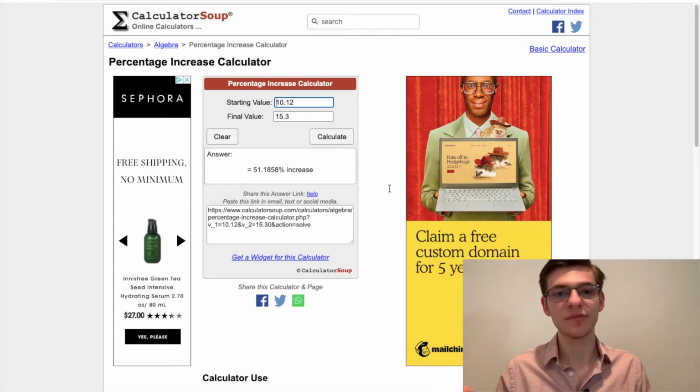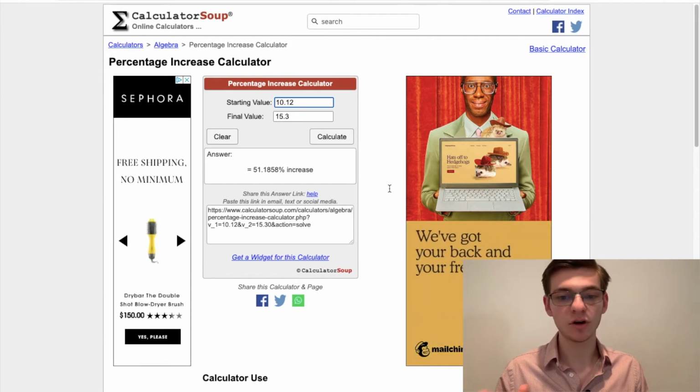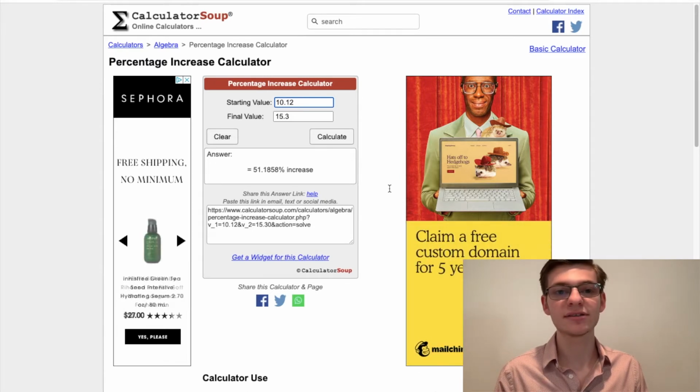We're talking just a period of a few months. It increased almost 51.2%. That is a dramatic increase.